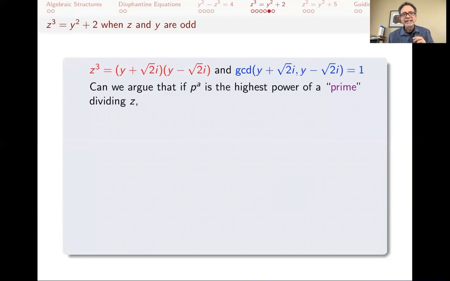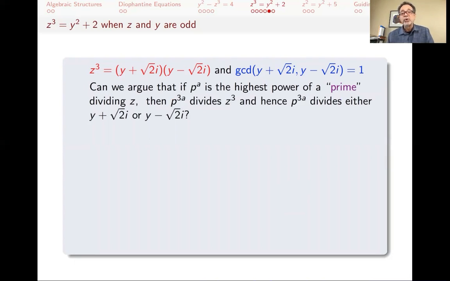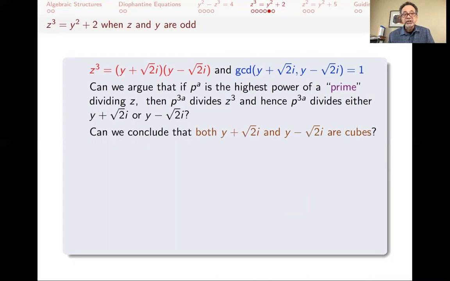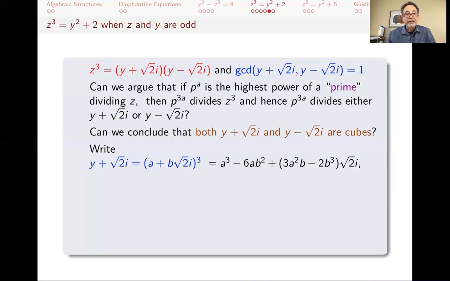Can we argue that if you have a highest power of a prime dividing z, then p to the 3a divides z cubed, and so p to the 3a divides either one or the other factor, and as a result, we can conclude that these guys are cubes? Can we do that? Well, the problem here is that we don't know what a prime is. We don't know how these things factor into things and what would be a prime for this new set of numbers. But if we could do that, then y plus square root of 2i is going to be a plus b square root of 2i cubed. If you multiply that out, you get something like this.